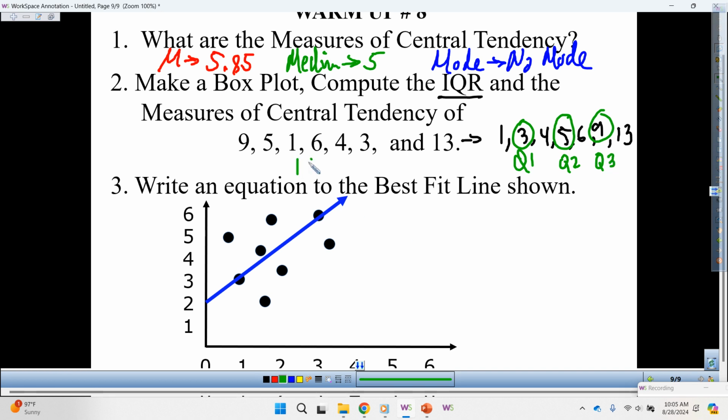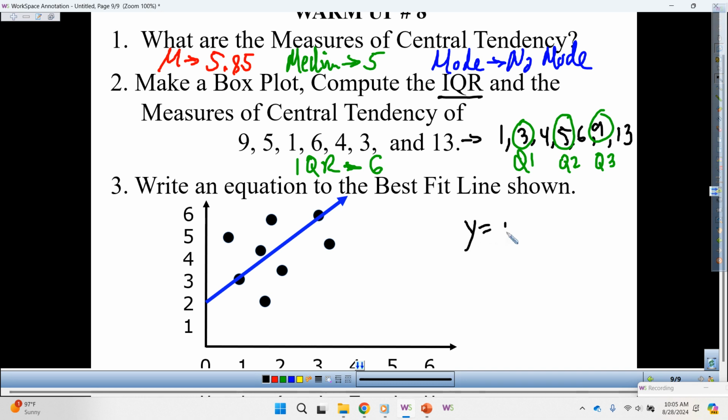Therefore, what is my IQR? Tell your neighbor the IQR. Mario's going to pass it to someone. What is our IQR? Carter, what'd you get? 9 minus 3 is 6. Hands, have you got that? That is correct. Let's go.